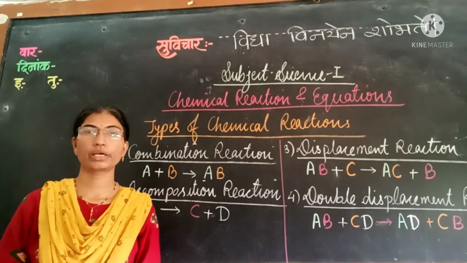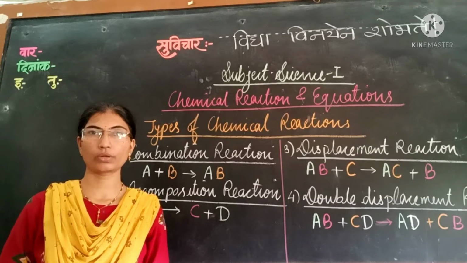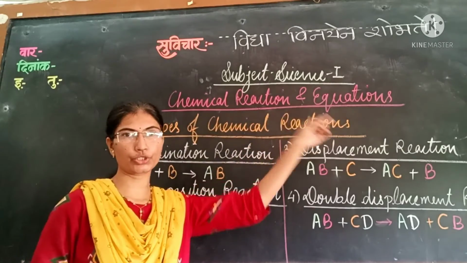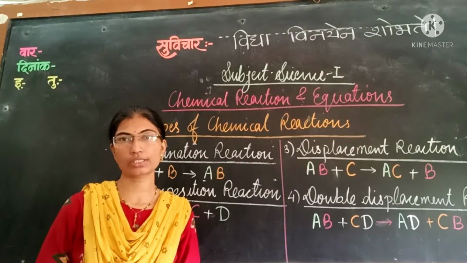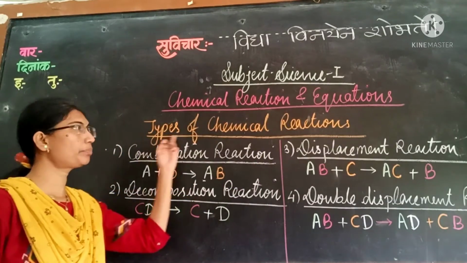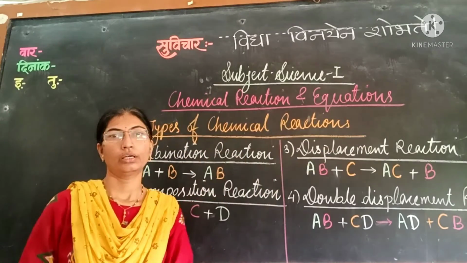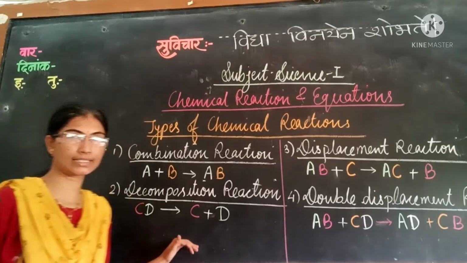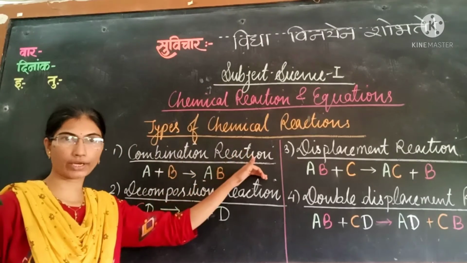Students, today we are going to study the next topic of Science 1, that is chemical reactions and equations. In this chapter, let's first study the various types of chemical reaction. There are various types of chemical reaction. The first one is the combination reaction.